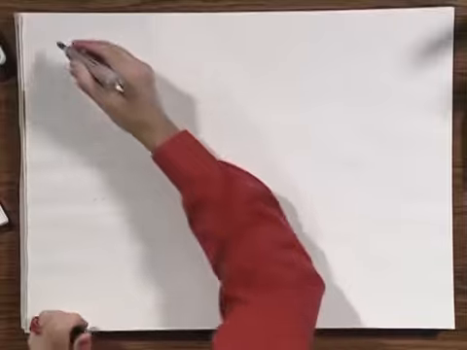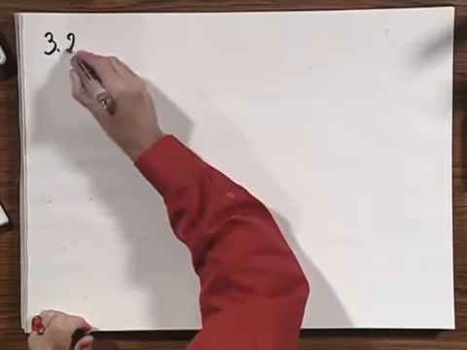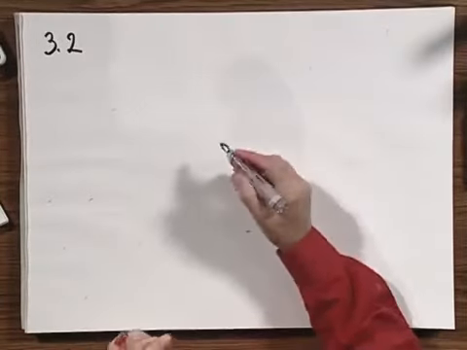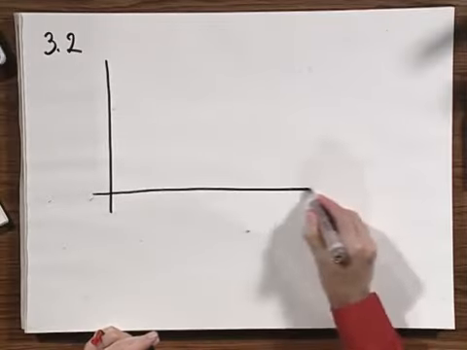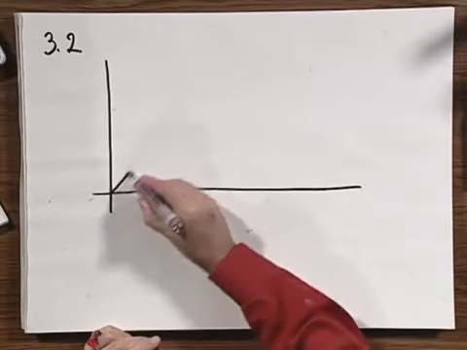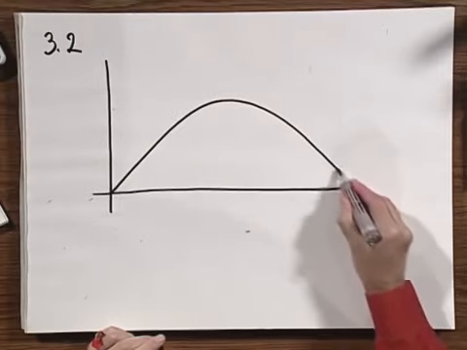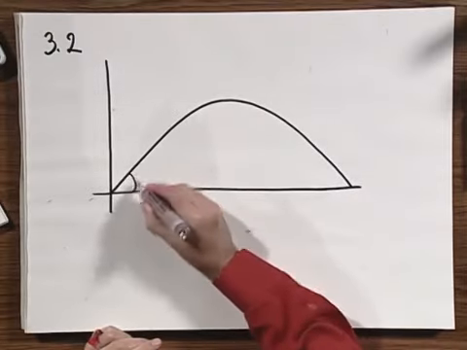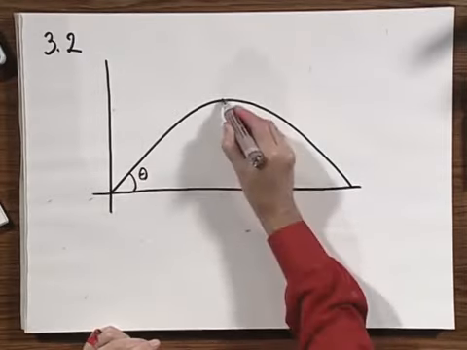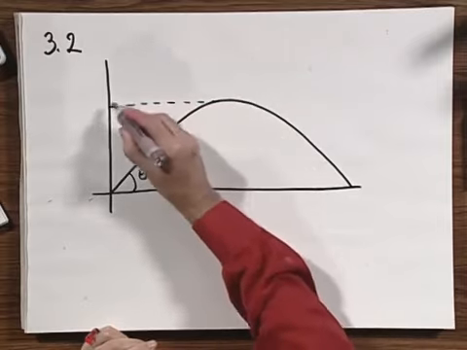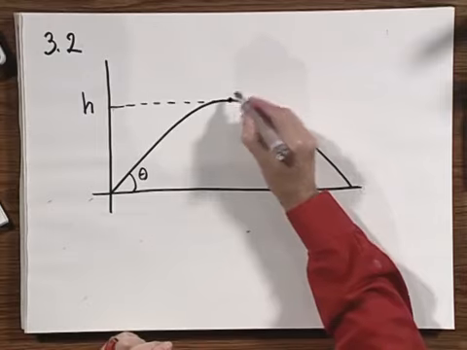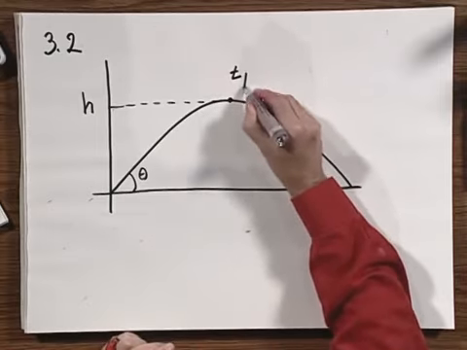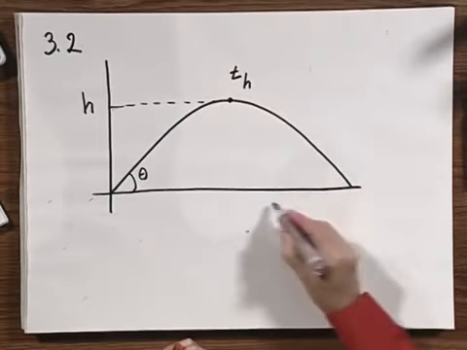There's an astronaut, problem 3.2. And the astronaut is on the moon, and the astronaut is throwing up an object at a certain angle theta, and the object reaches a height h. It reaches the highest point at a time t of h. That is my shorthand notation.